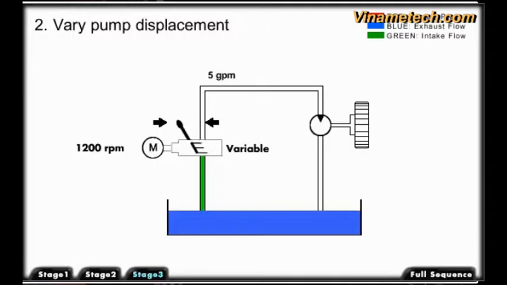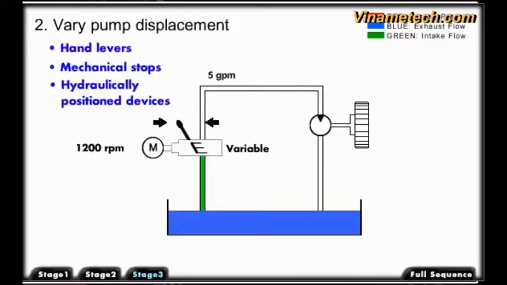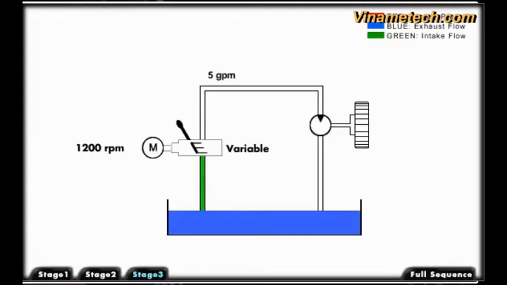Several means of varying the swash plate angle are used. They may include hand levers, mechanical stops, or more sophisticated hydraulically positioned devices. If the pump produces 5 gallons per minute flow with 1200 RPMs at maximum displacement, the GPM can be varied by moving the swash plate into the upright position, or de-stroking the pump. This will vary flow from 5 to 0 gallons per minute.